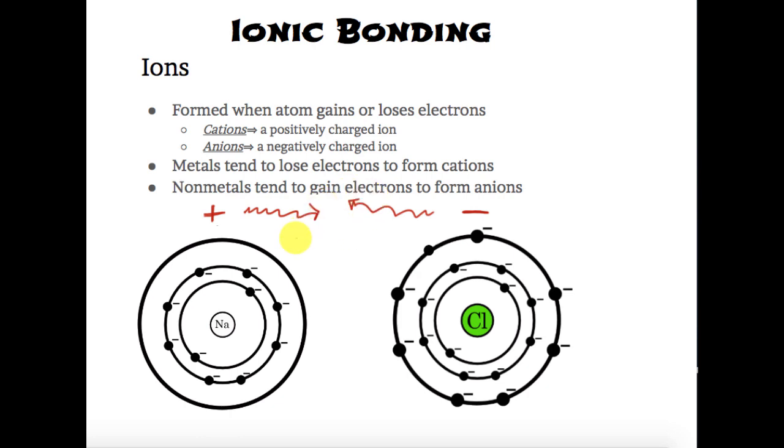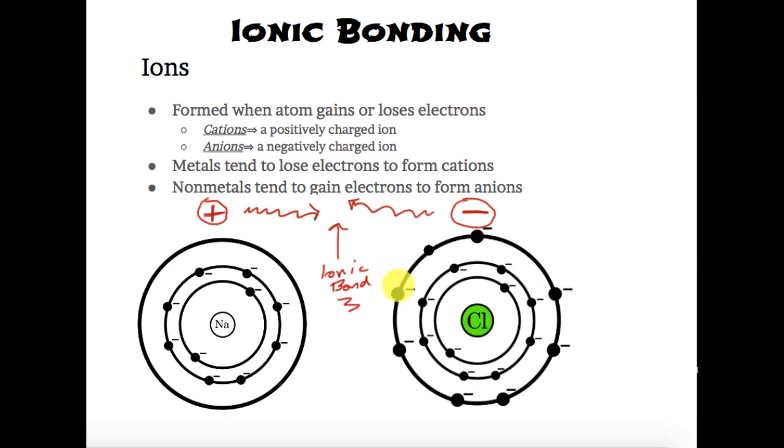ionic bond. So the ionic bond forms after the electron is transferred, and that positive and negative charge are going to attract each other to create our ionic bond. So it's the ionic bond that is holding our ions together. And the only way ionic bonds can form is if ions are being formed as a result.